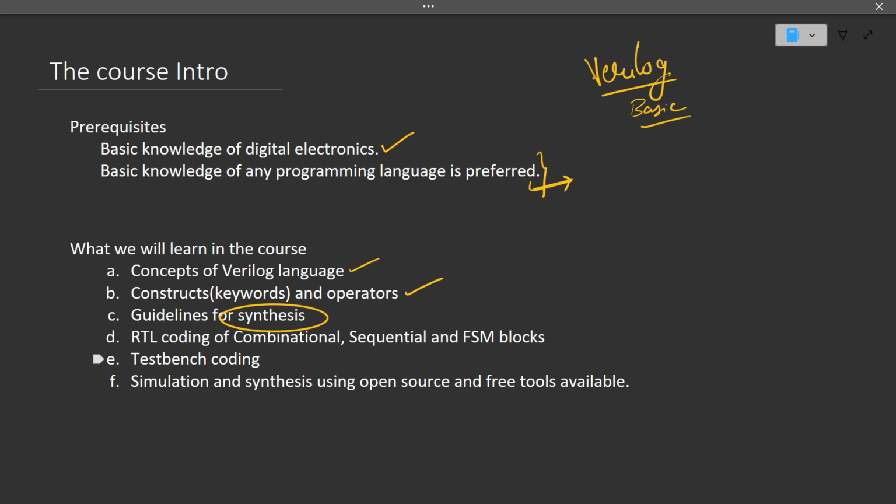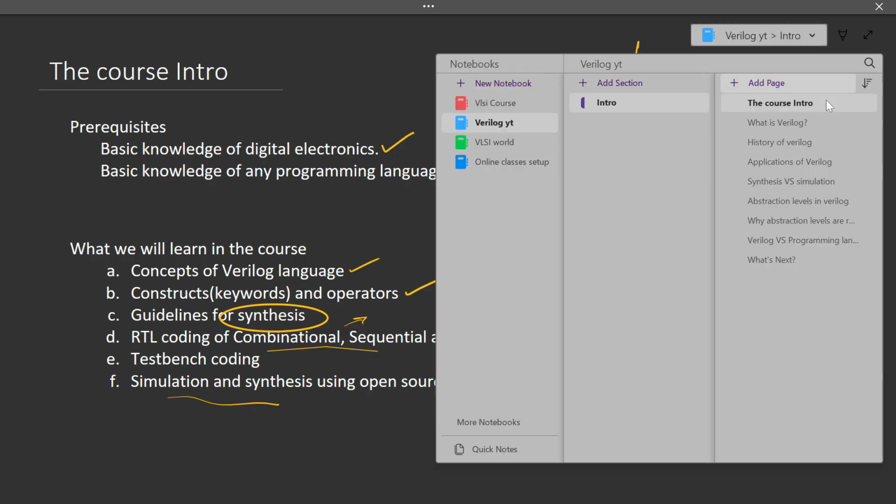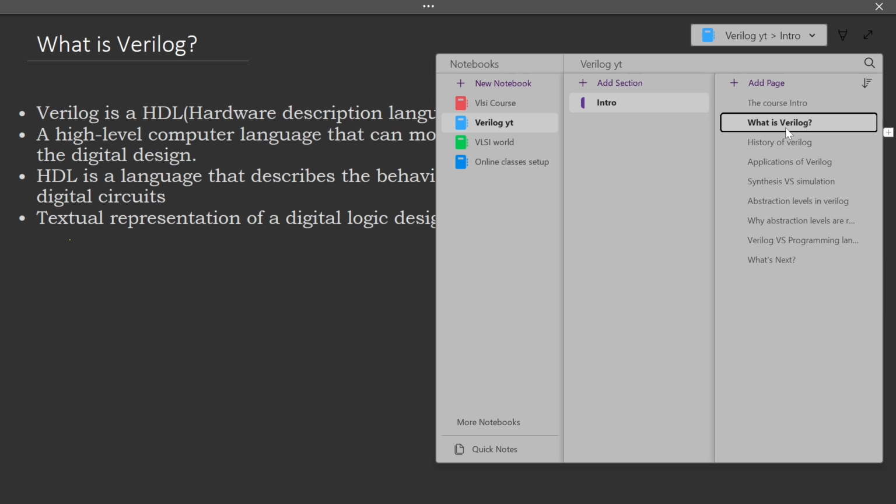We'll perform coding of combinational, sequential and FSM blocks. Combinational circuits we will design, sequential circuits we will design, and we'll also design some FSM blocks. Test bench coding we will do. We will design our own test bench using Verilog. Then simulation and synthesis we will do using open source and free tools available over the internet. What simulation and synthesis is, you will get to know in upcoming slides.